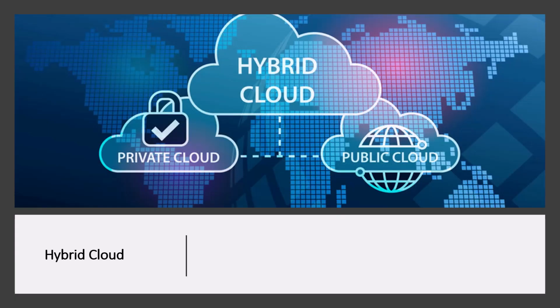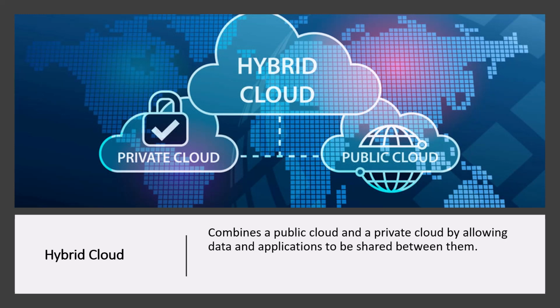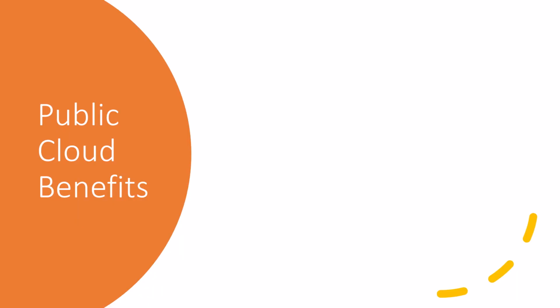Now, a hybrid cloud is a compute environment that, as you might expect, combines both public and private clouds. And it does this by allowing data and applications to be shared between those two types of clouds. Large organizations will typically leverage hybrid cloud. Now let's talk a little bit about the differences, or really the use cases for each of the cloud models.